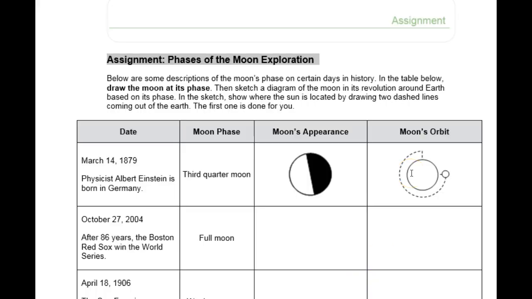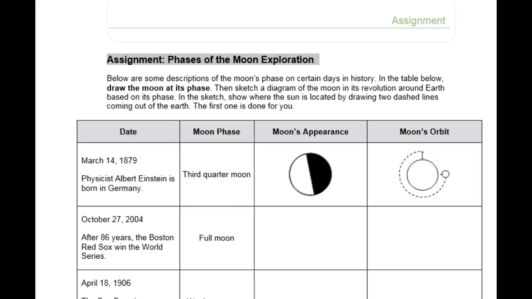Now for the second part to show the moon's orbit. It's telling us to sketch a diagram of its revolution around the Earth. Show where the sun is located by drawing 2 dashed lines coming out of the Earth. So when we look at this diagram here, this is the Earth. The 2 dashed lines coming out of the Earth are here. So that means that the sun would be up here, right? So if this is the sun over here where this dashed line's coming out of the Earth, where would it be in its revolution to be that third quarter?